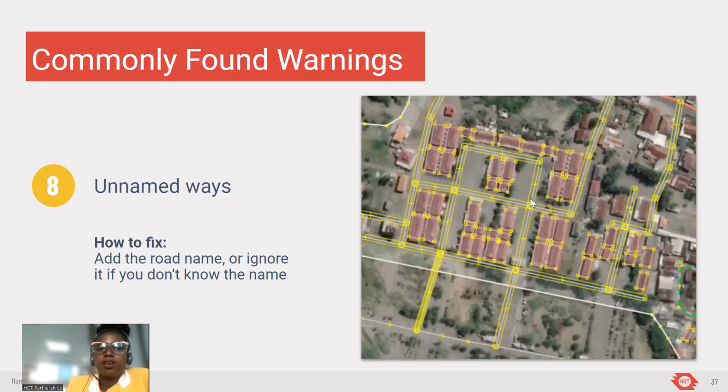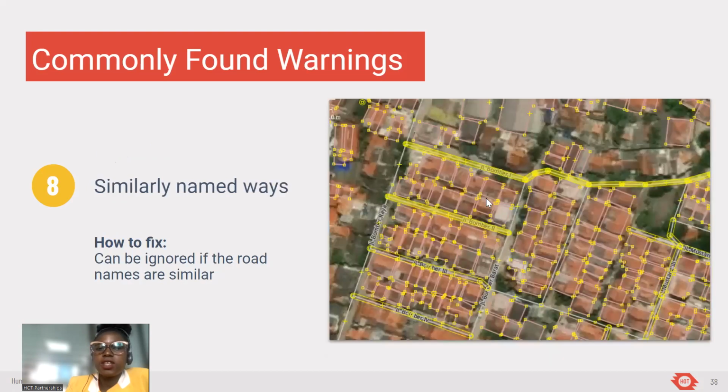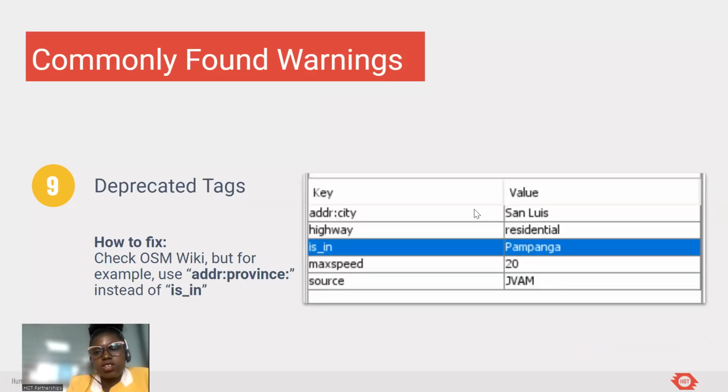Unnamed ways. Remember we are mapping remotely, so please ignore those unnamed ways because we do not know their names. Another thing you can find is similarly named ways. There are some roads that are similarly named. Again, how to fix them, please just ignore as such, unless you have local knowledge on it and you think it's not correct. But otherwise, you ignore that.